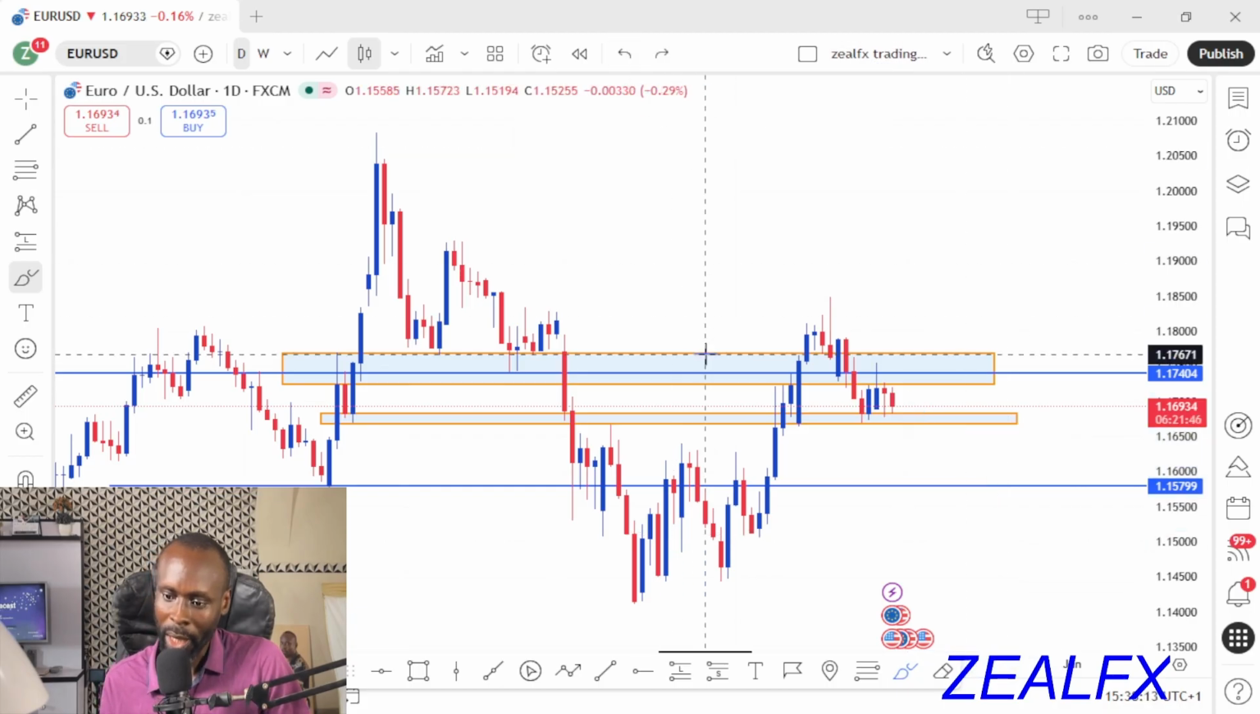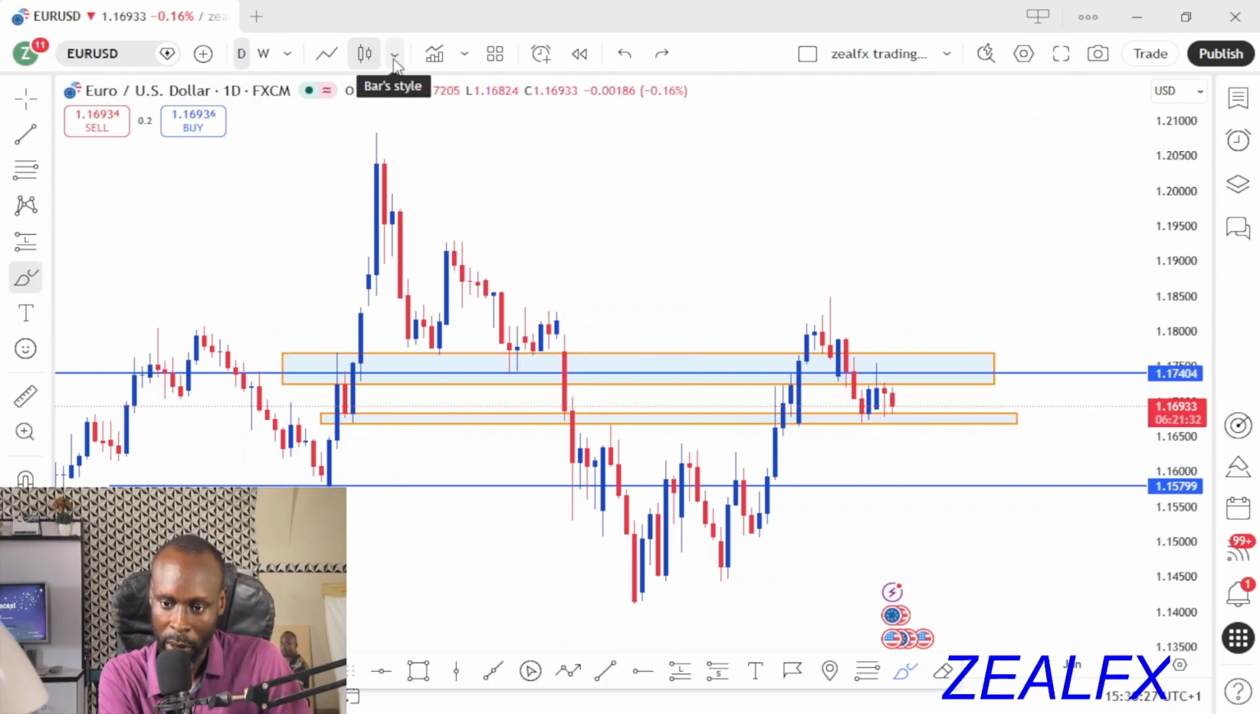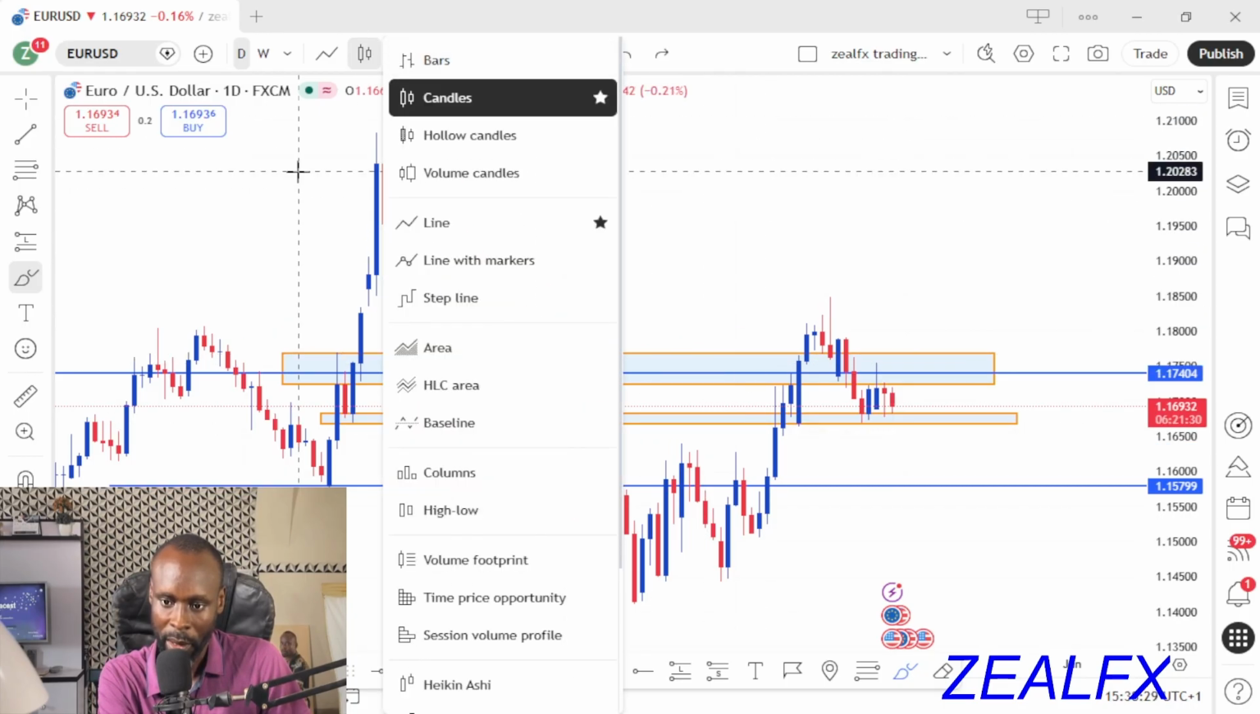So we can't just take this trade now. We need a confirmation to be sure that the higher time frame truly supports price going down on Euro USD to the downside. So let's look at the higher time frame, which is our weekly time frame.